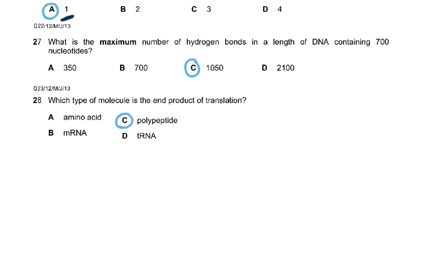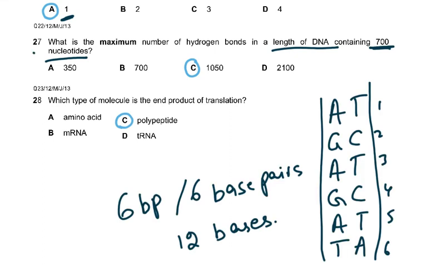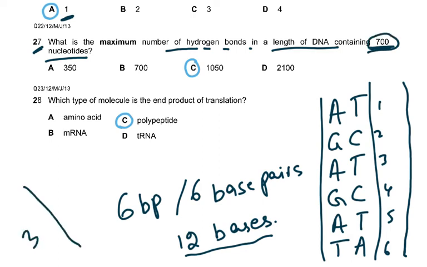What is the maximum number of hydrogen bonds in a length of DNA containing 700 nucleotides? Question number 27. Now, when I looked at the question, I thought maybe the answer is wrong, but then as I thought about it, I also am not such a perfect person. So I was wondering why the answer is 1050. And then I realized, yes, I drew this as 6 base pairs, but they're actually 12 bases. So when they said 700, they meant 350 bases on this side and 350 bases on this side.